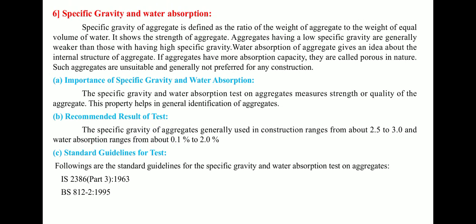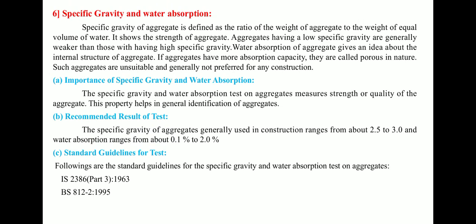Water absorption of aggregate gives an idea about the internal structure of the aggregate. If aggregates have more absorption capacity, they are called porous in nature. Such aggregates are unsuitable and generally not preferred in any construction process. The specific gravity and water absorption test measures the strength or quality of the aggregate. This property helps in general identification of the aggregate.